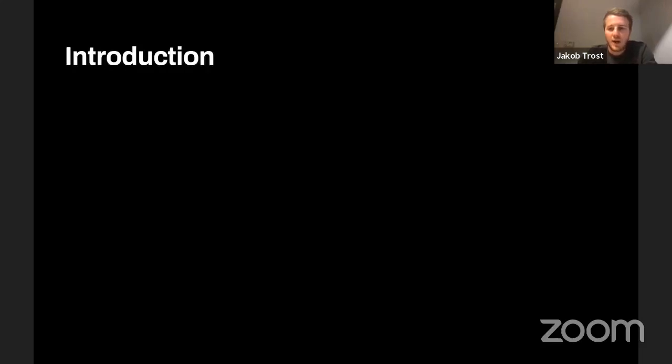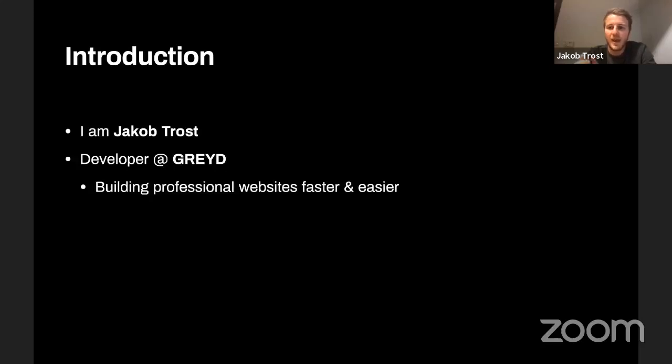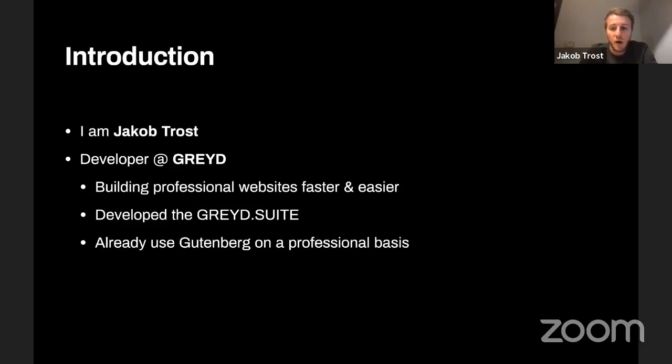So first of all, I would like to introduce myself. I'm Jakob Trost. I'm a developer at Great. We are a small company in Munich, and we are focusing on building professional websites and making building professional websites faster and easier. Therefore, we developed the Great Suite. You've just heard about it a little bit. The Great Suite is an all-in-one solution for professional, dynamic, and complex websites, and it makes that faster and easier. And we've built the Great Suite on Gutenberg, so we are already using Gutenberg on a professional basis.